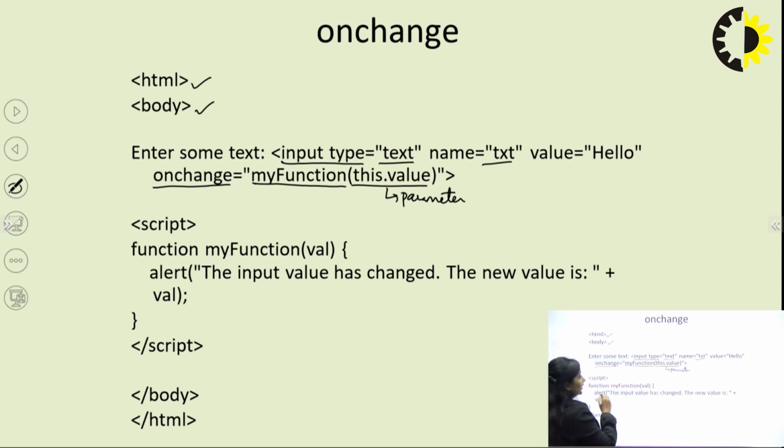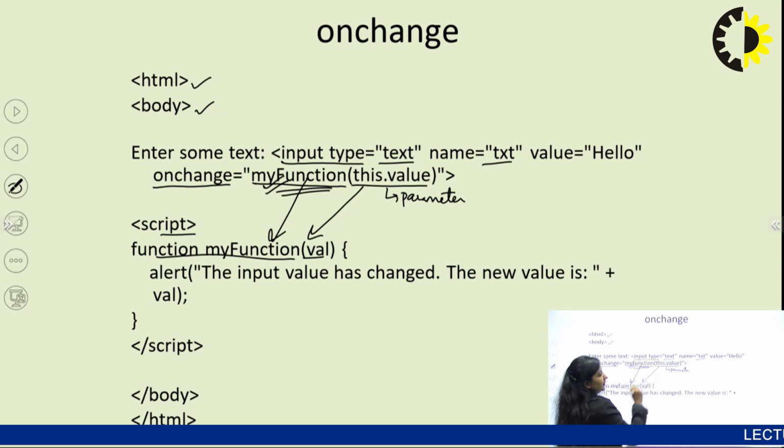So, what will happen? Whenever this on change event comes, this function will be called, which is termed as myFunction. That means we are making a script which has this myFunction. Now we are going to open a script tag. In the script tag, function myFunction will be called. This is the same function which has been declared, and val will be there. What is this val? Val is the argument to this parameter.